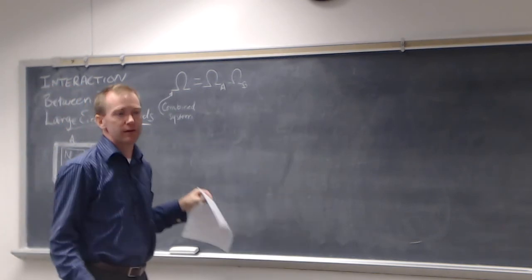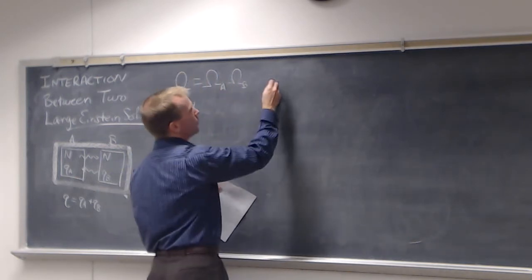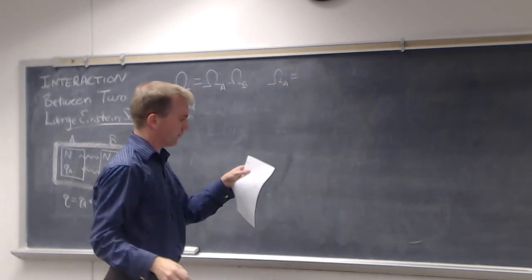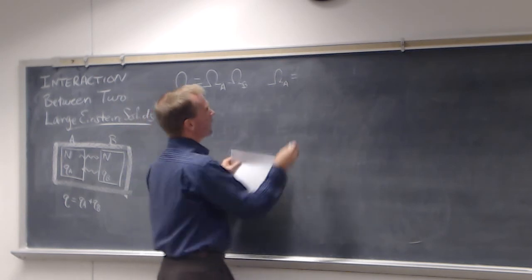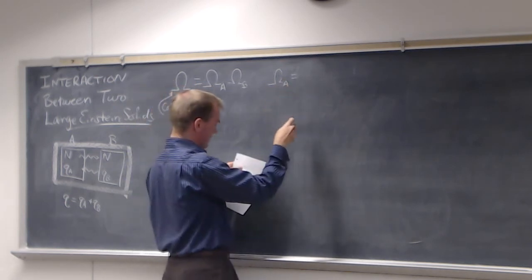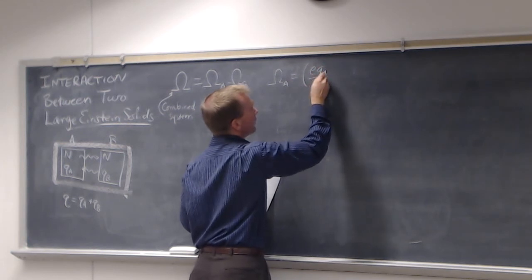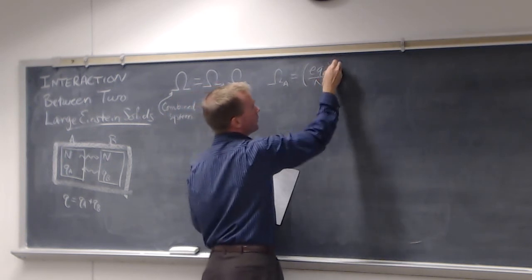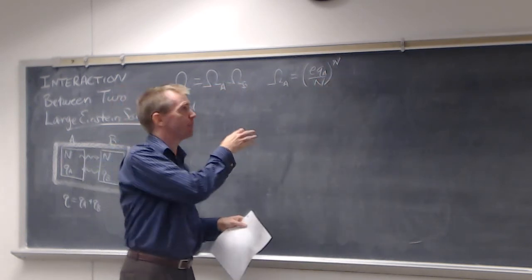Now, for each one of these, if this is an Einstein solid in the high temperature limit, we know, I won't bother writing the approximation symbol, but it is an approximation, that the multiplicity of A is E times QA over N, all raised to the nth power. And the same thing for B as well.